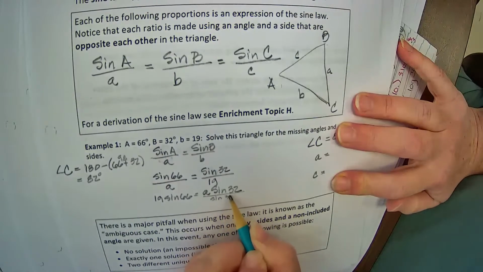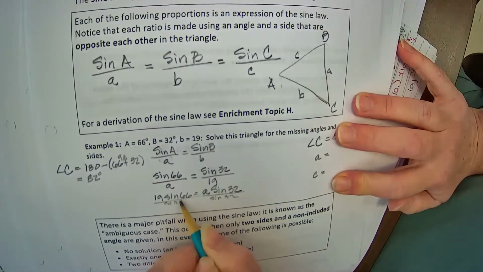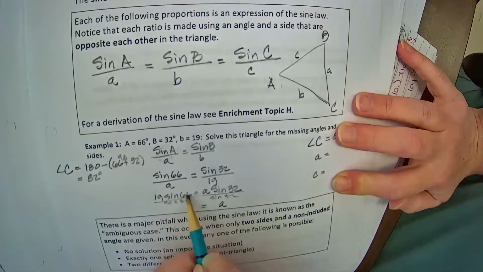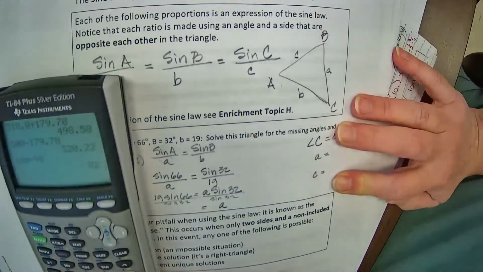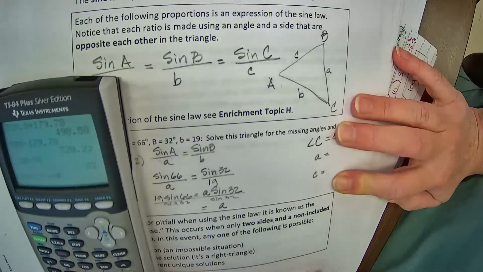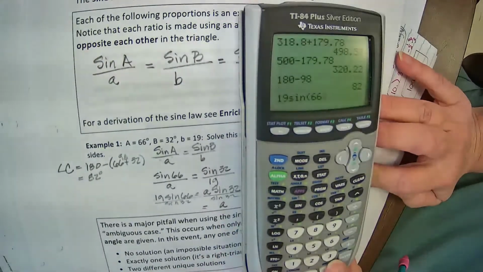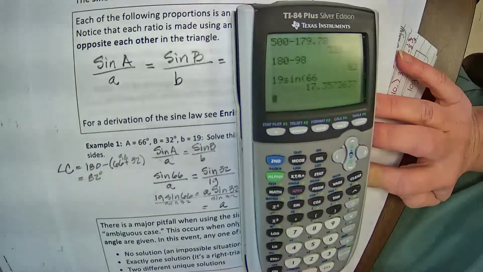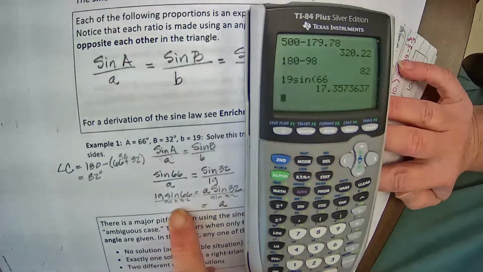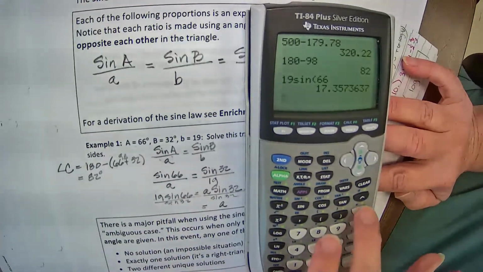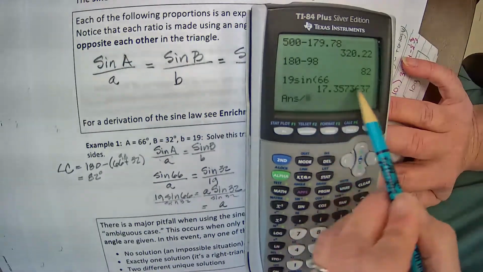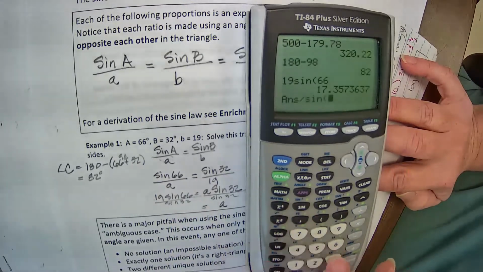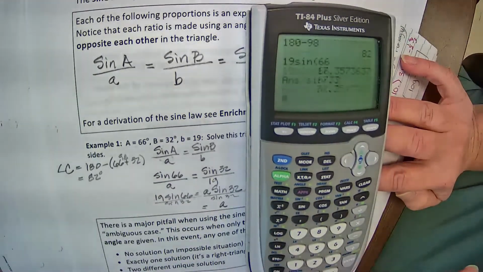So, running out of room again. So A is equal to this. 19 times the sine of 66 and hit enter. 19 sine 66. Put it right here. Enter. Whoops. Missed the button. Delete. Enter. So we get that. And then I need to divide by sine of 32, right? So you just hit divide, and it automatically drops that whole thing in there by the sine of 32. And hit enter.